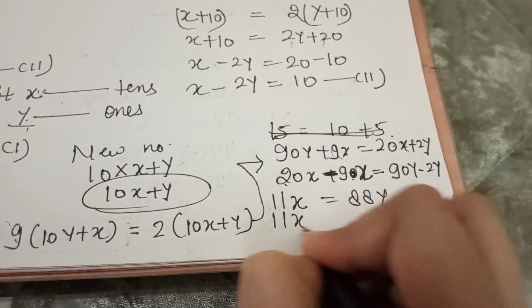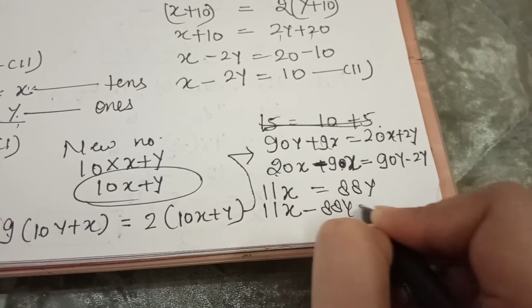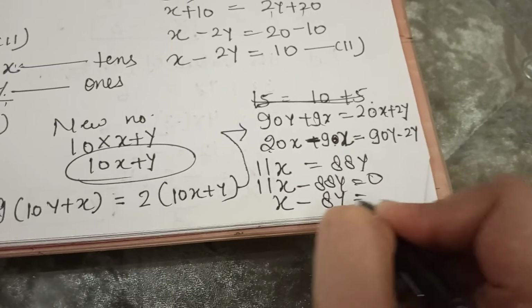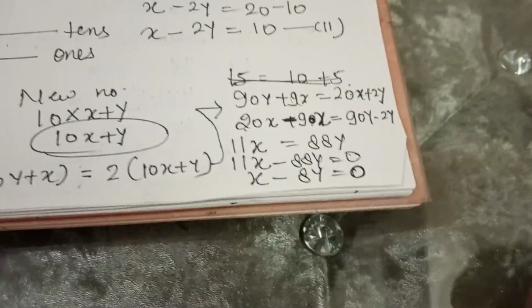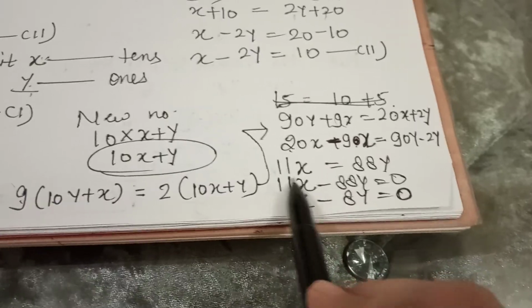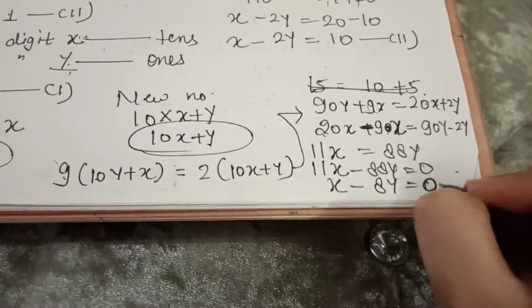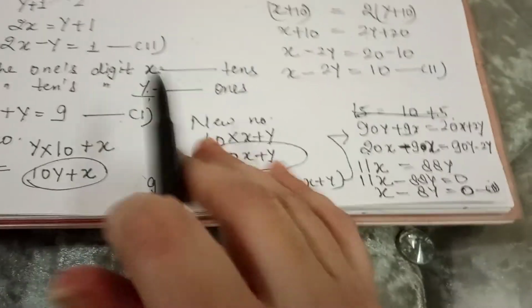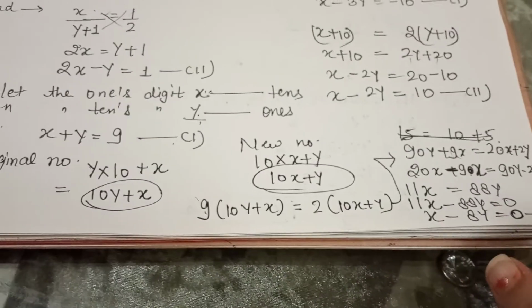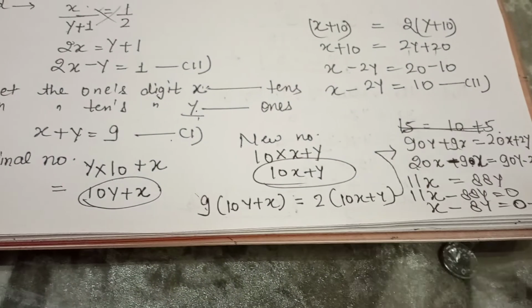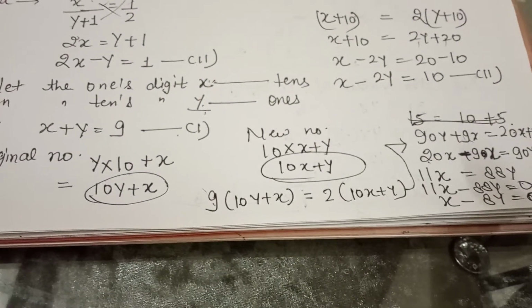So we can write this as 11x minus 88y equal to 0, and we can reduce this also: x minus 8y equal to 0. I have divided this equation by 11. I told you that we can divide and multiply by any number, but we have to do this in all the terms. So this is your second equation and this is your first equation. Solve these equations, and whichever values you get of x and y, then make the number of that. They are not asking the digit, they are asking the number, the original number.